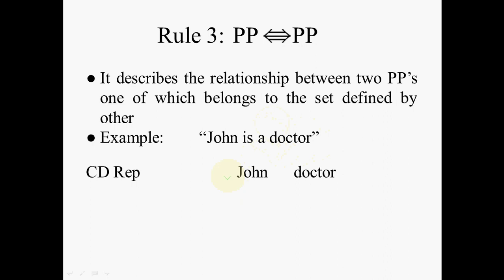So this can be written as John doctor. Okay, PP PP. It describes the relationship between two PPs. So John is a doctor. It can be written like this: John doctor. Okay, in which one of which belongs to the set defined by the other. Doctor is a set. John belongs to the set doctor.